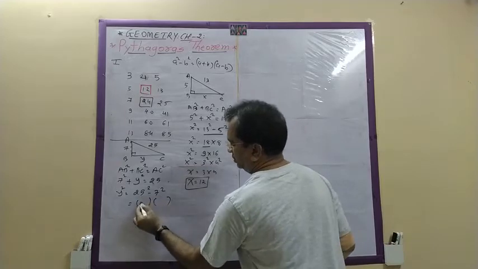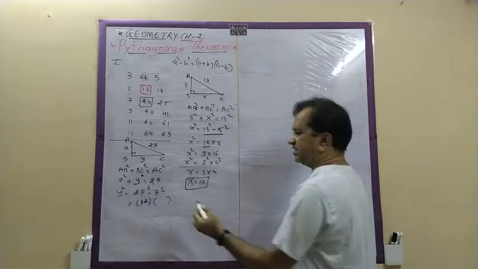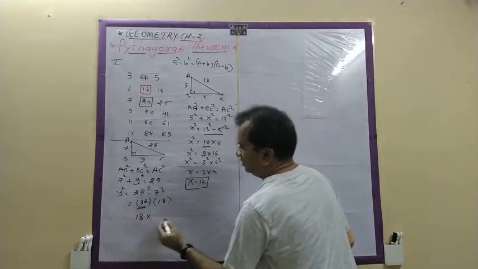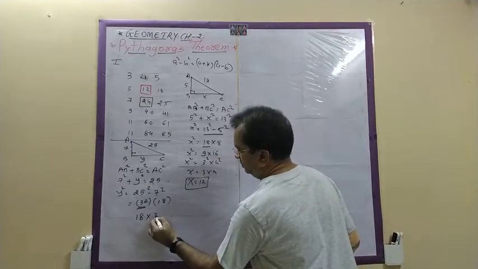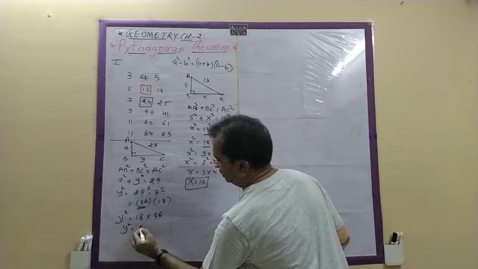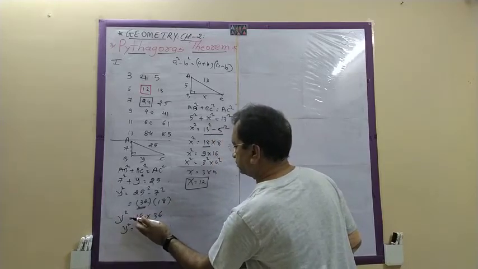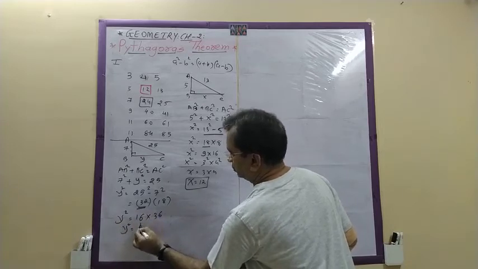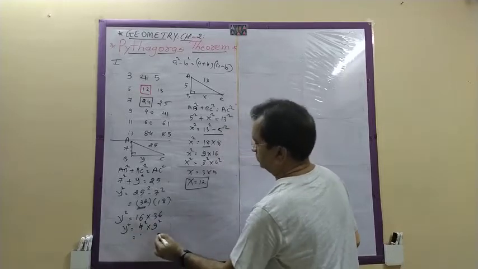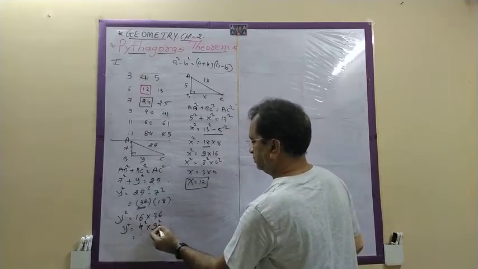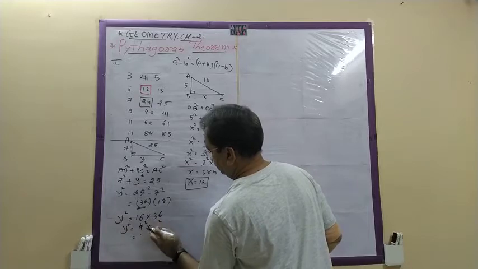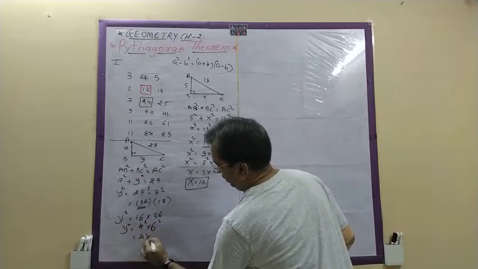So the total is how much? 32. And the difference is how much? 18. Make the bigger number half and the smaller number double. See, without a single rough calculation, I am doing this. 16, sorry. So this is 4 square, 9 square. So this is 4 into 6.